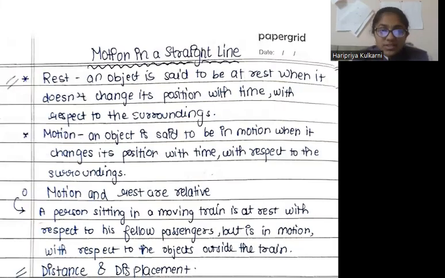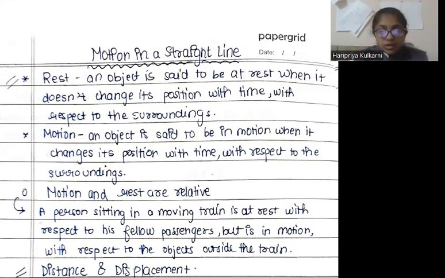So let's start with our second chapter, motion in a straight line. The first thing is rest. An object is said to be at rest when it doesn't change its position with time and with respect to its surroundings, right? So I'm sitting here. I am not changing my position with respect to my surroundings, that is this table or this device in front of me, as well as with time. So I am at rest now.